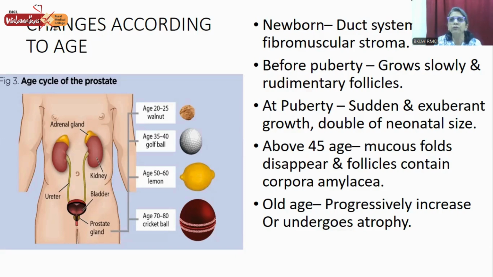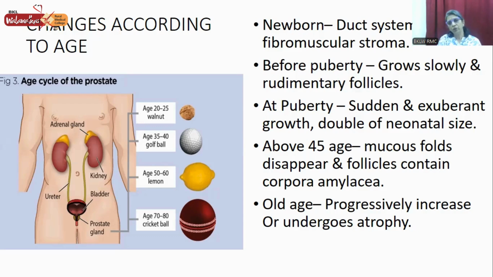Also structurally, in the newborn, there is mainly a duct system and fibromuscular stroma, not much glandular structure. But before puberty, it starts growing slowly and the rudimentary follicles start appearing. At the time of puberty, because of the androgens which are secreted more, there will be sudden and exuberant growth, because of which the size of the gland becomes double that of the neonatal gland.